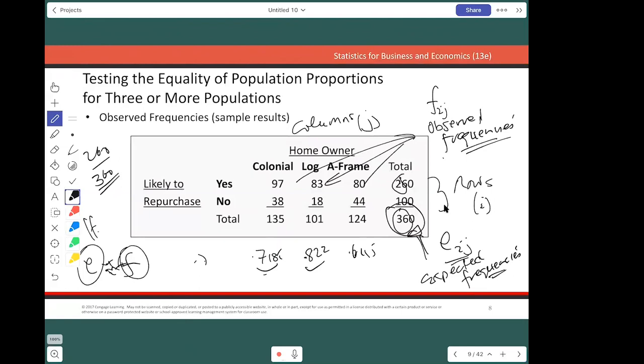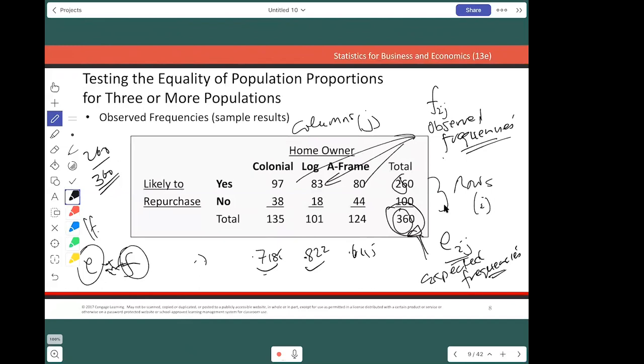Let's see what it would be for log. Remember, 260 overall out of 360 said they're going to repurchase, so we use that as our estimate, 0.72 of somebody actually repurchasing. If 101 people bought a log home, and on average 72% of people will repurchase, let's multiply 101 by 0.72. That's 72.7 people who would likely repurchase a log home.